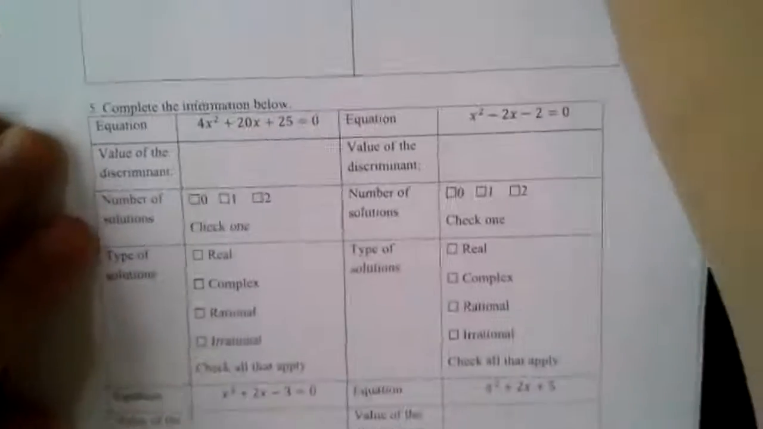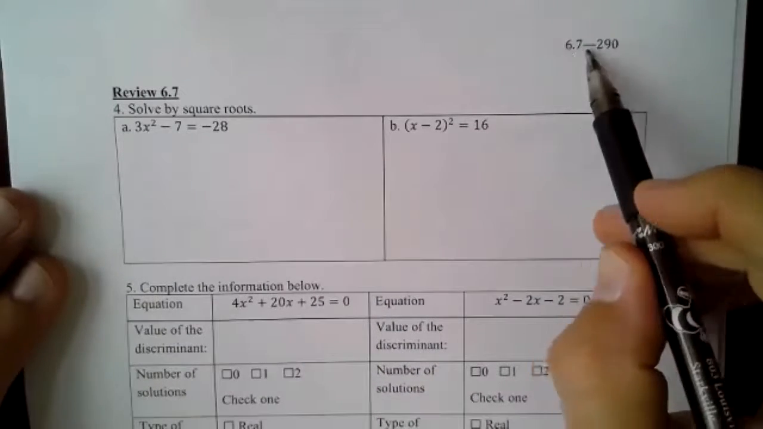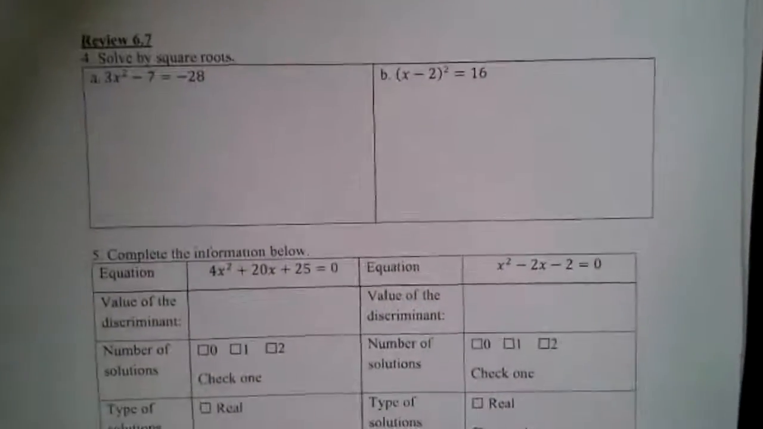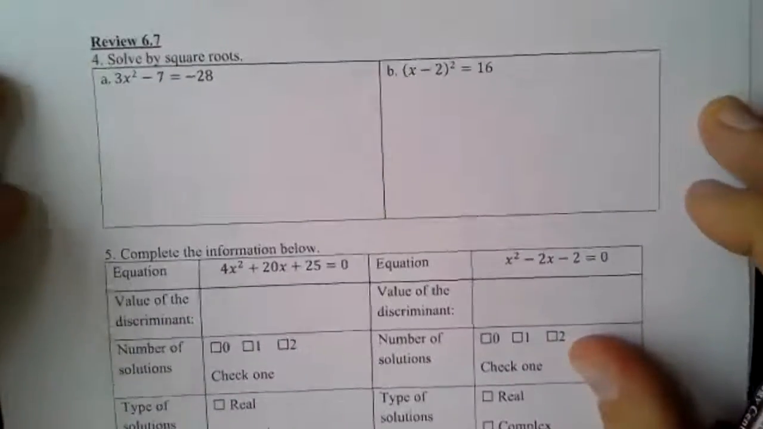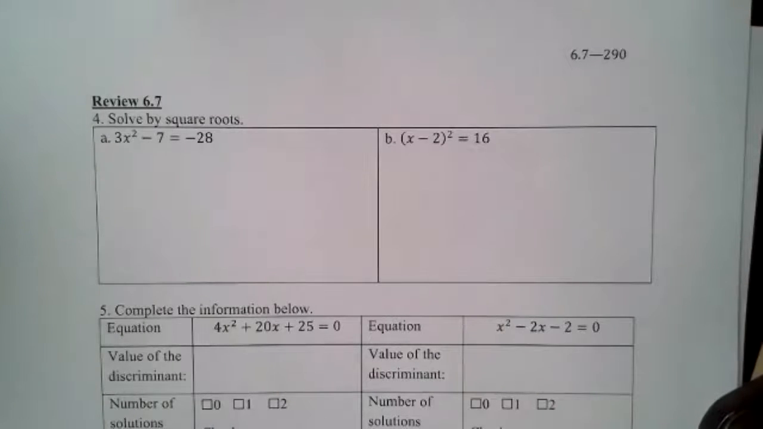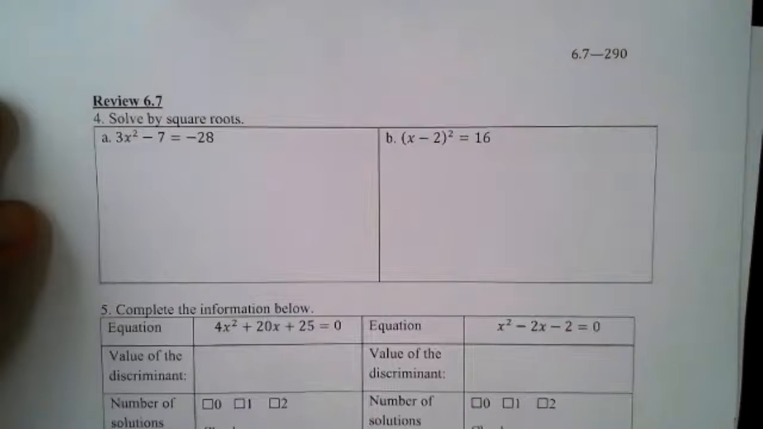All right. So let's go to the next page. All right, so let's look at this page here. So we got 6.7, 290. So we're going to solve by using square roots. This is pretty straightforward, not much to this. All you have to do is solve for x on both sides, or x squared, I'm sorry.